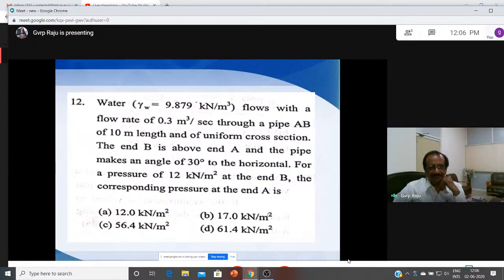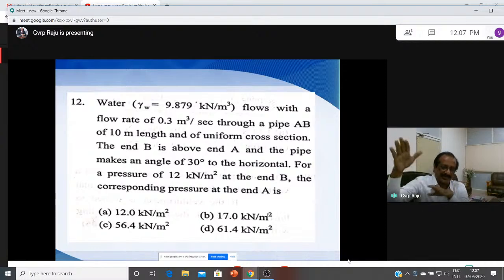Cross-section area is uniform. The end B is above end A. So A is at road level and B is at height level, and the pipe makes an angle of 30 degrees to the horizontal. This is an intelligent question, not a difficult question, but you need to get the datum by using the angle. Datum at point 1 is okay, 0 can take.